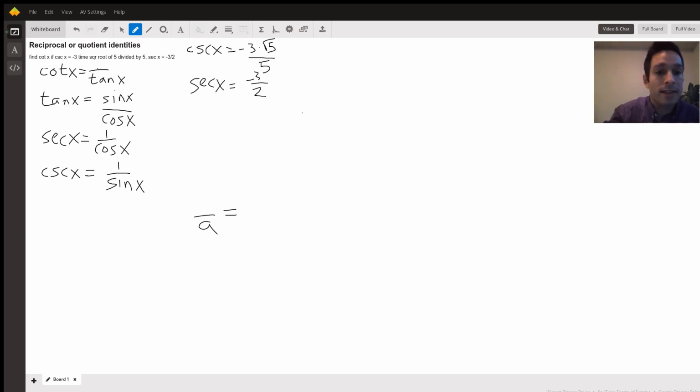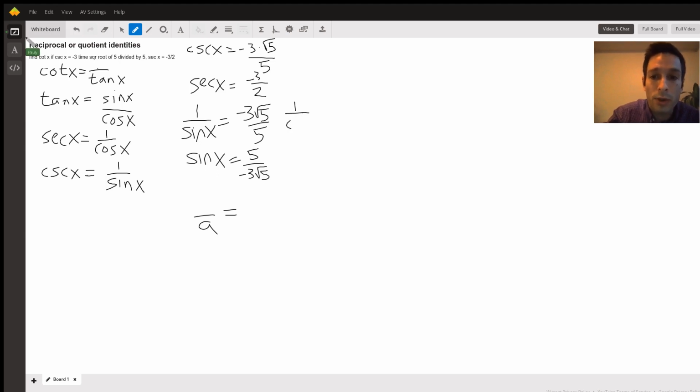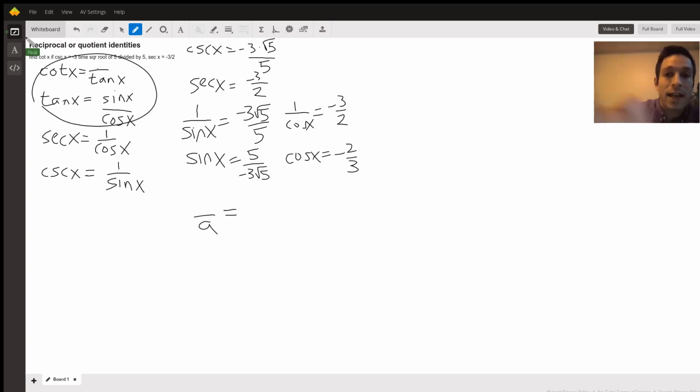Cosecant is the same thing as 1 over sine. So if 1 over sine of x equals -3 root 5 over 5, then we can just flip both like I just showed you. So sine of x equals 5 over -3 root 5. Let's do the same thing for the other one. They gave us secant. So 1 over cosine of x equals -3 over 2. So cosine of x should be -2 over 3. Perfect. Awesome.